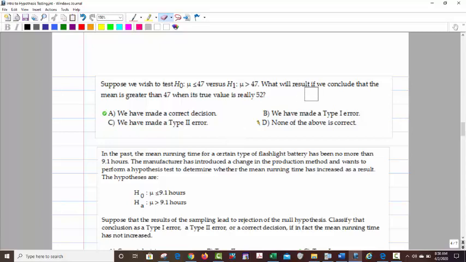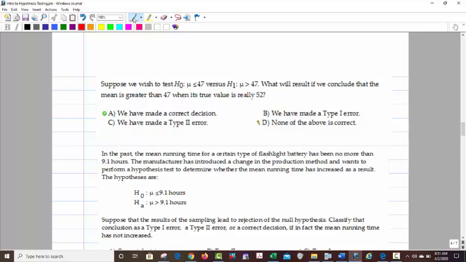Now, what result if we conclude that the mean is greater than 47? If we said it's greater than 47, that means we favored the alternative, which means we rejected the null. We rejected the null in favor of greater than 47. Now, it says when its true value is really 52. If it turned out later that we found out it was 52, and we're saying it's more than 47, that is a correct decision, because it turned out being more than 47.